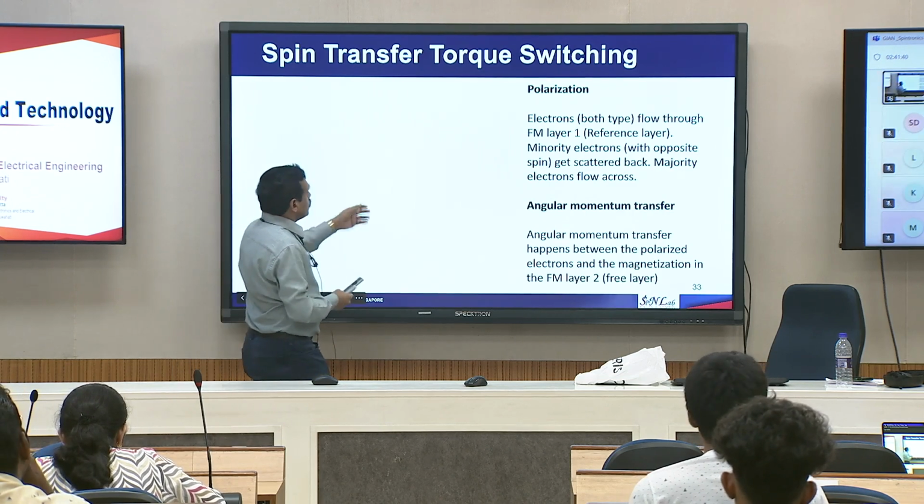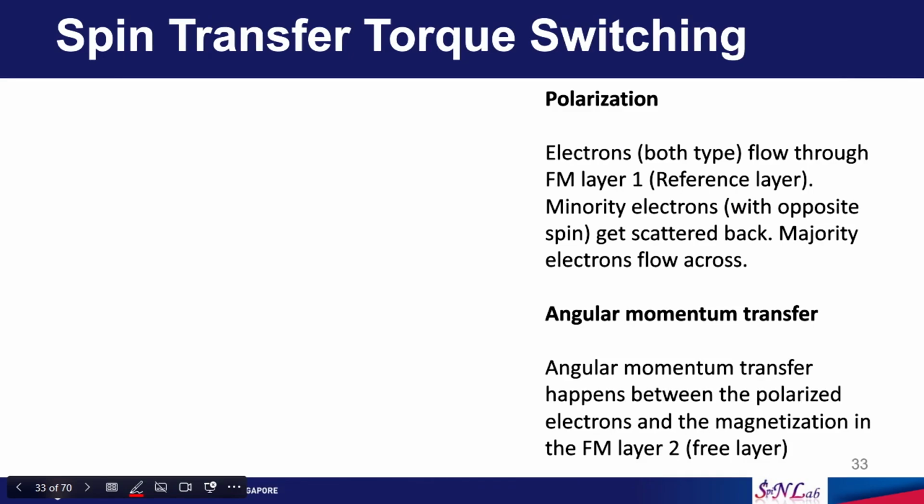Secondly, the electrons which go to the other side of the free layer will exert a torque. So, there will be angular momentum transfer happening. As a result, the magnetization of the ferromagnetic layer on the other side of the reference layer will switch. Okay. So, this is basically the spin transfer torque switching.